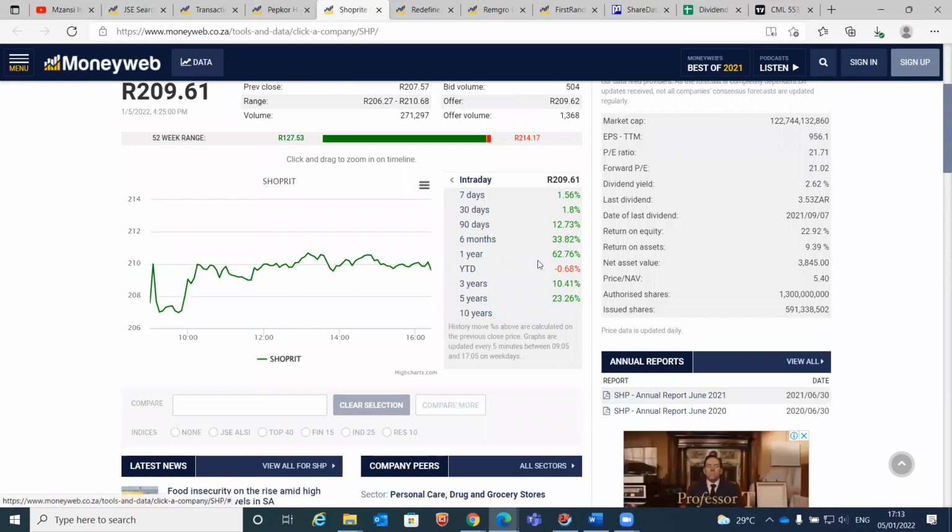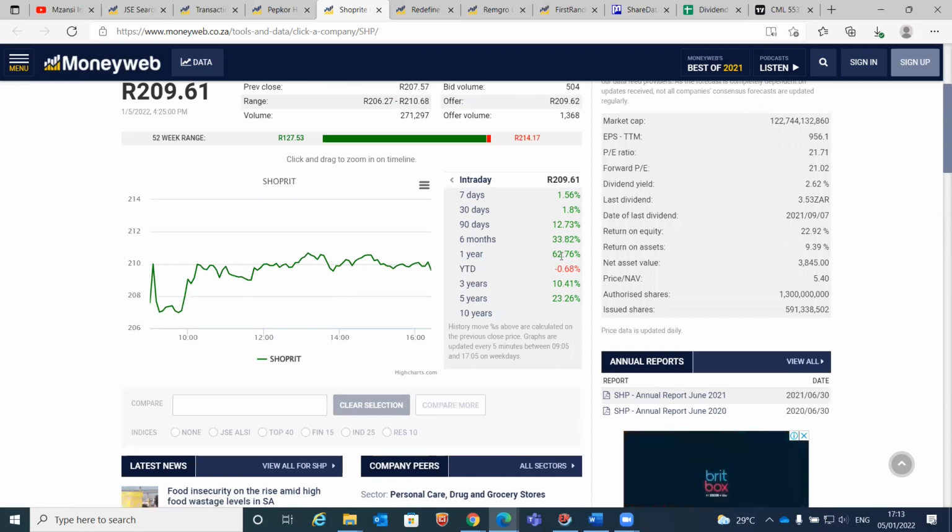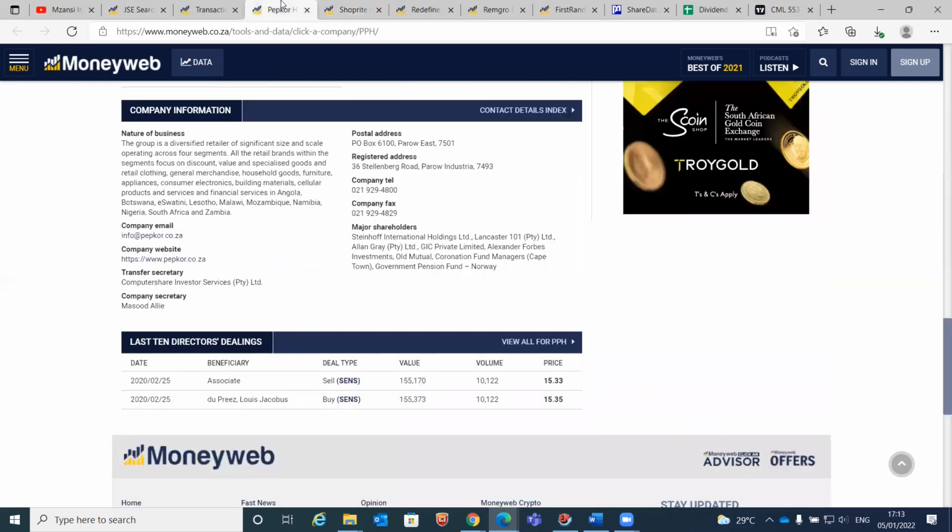For year 2021, the stock was up 62%. So if you held this company for the whole year, you would have made a reasonable amount of money. But remember, this is all in the past. We don't know what the future holds for us. A lot of things can change, but at the moment, if we look at what happened previously, the stock is up 62%. And like I said, it's one of those stocks that is a consistent dividend payer. So I'm happy to have Shoprite in my dividend portfolio.